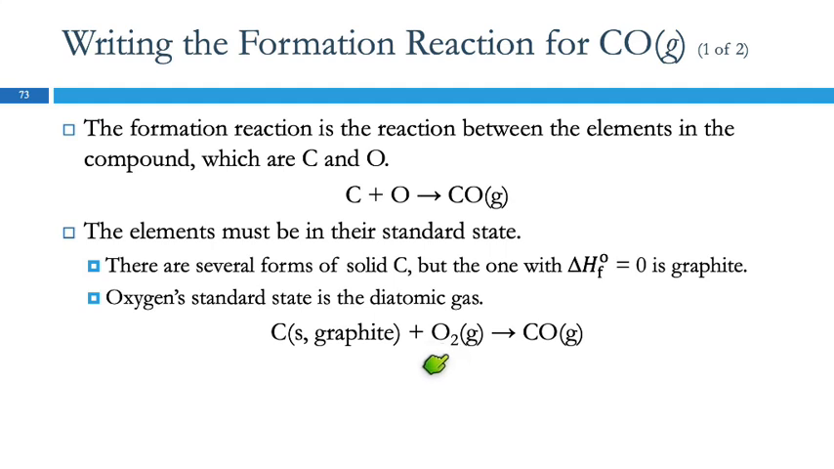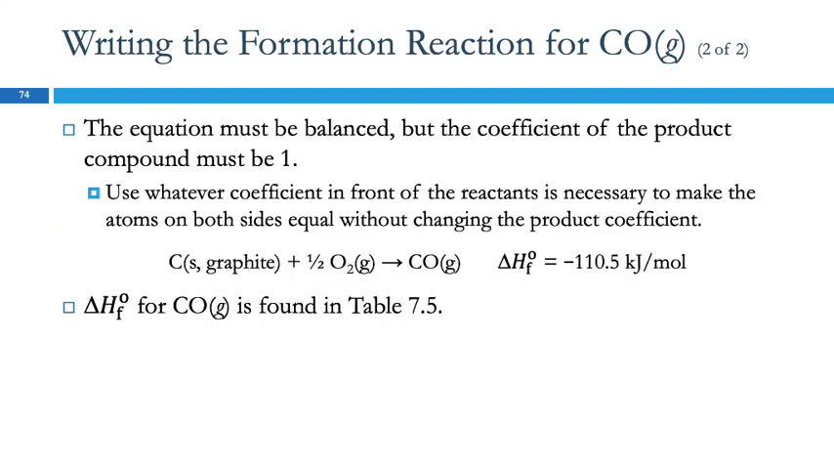And if we look up oxygen, it's going to be O2, which should make sense because it's a diatomic element, it's a gas at room temperature. Okay, but now this is not balanced, is it? When we balance it, we have to keep the coefficient of the product 1. So let's just jump back here.